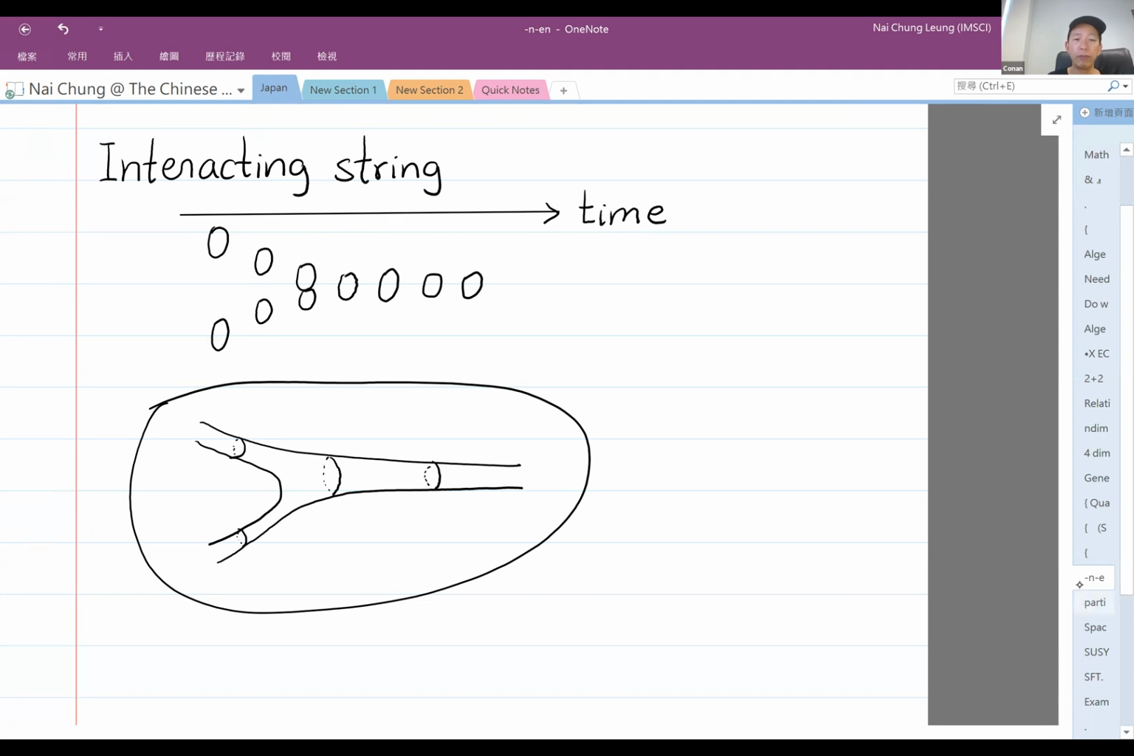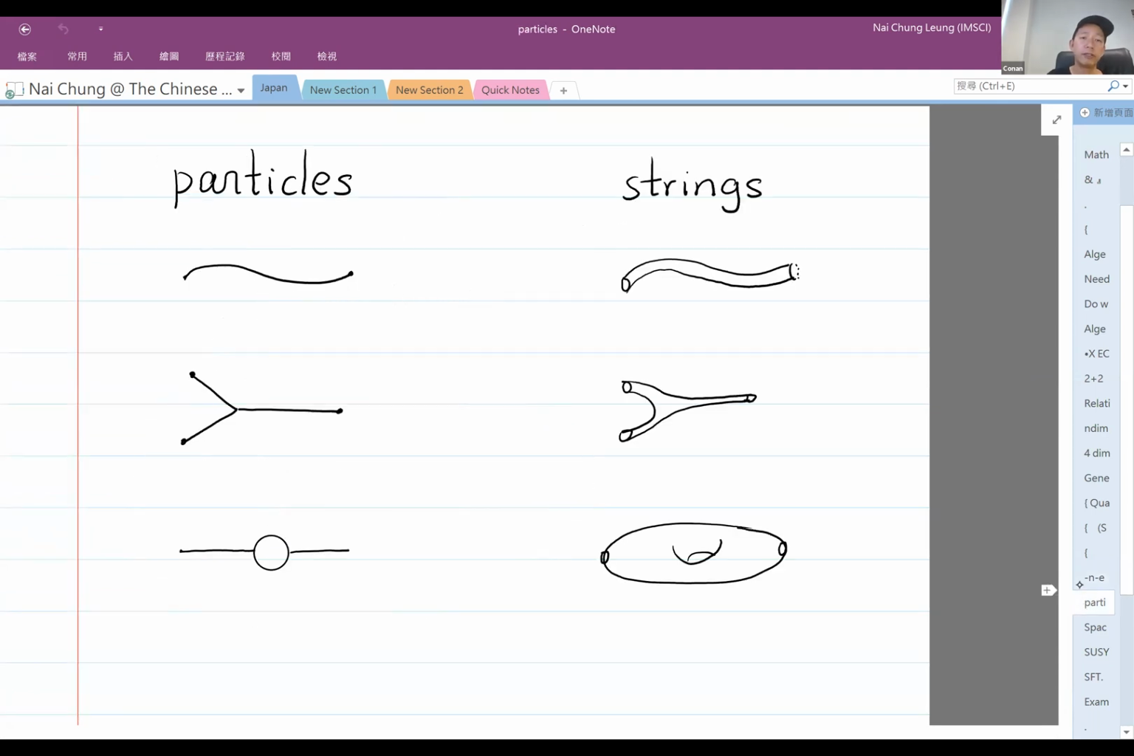If you replace the string by a particle, then there is a particular moment. This is an exact particular moment that the interaction between these two particles comes up. But once you become a string, then this is a very smooth object.